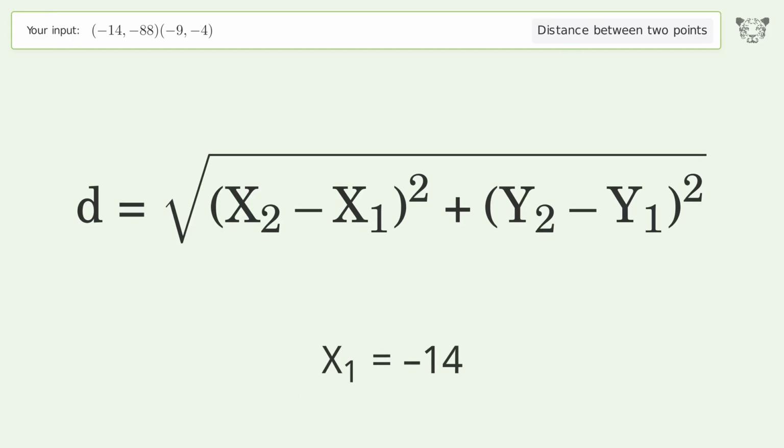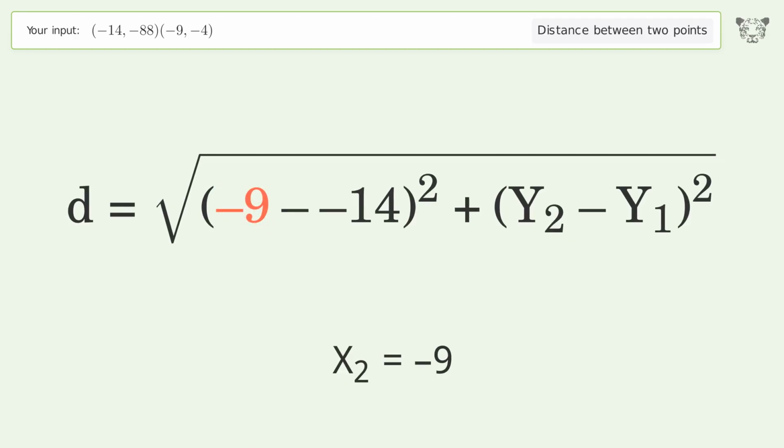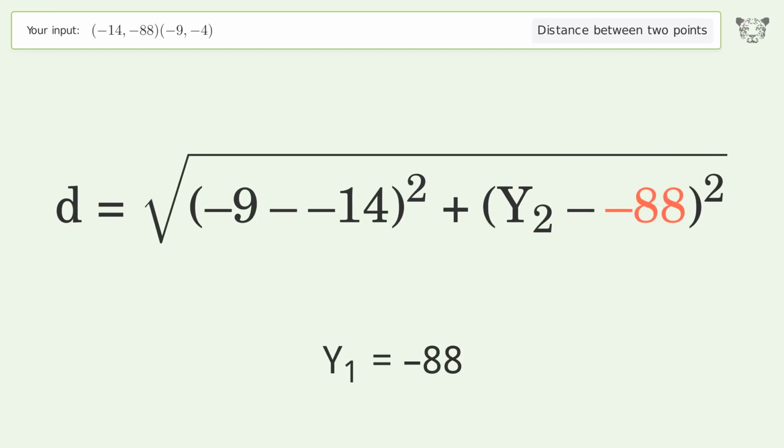x1 equals -14. x2 equals -9. y1 equals -88. y2 equals -4.